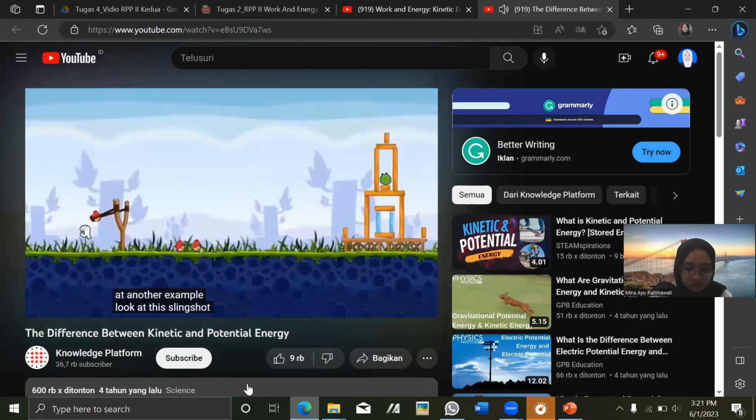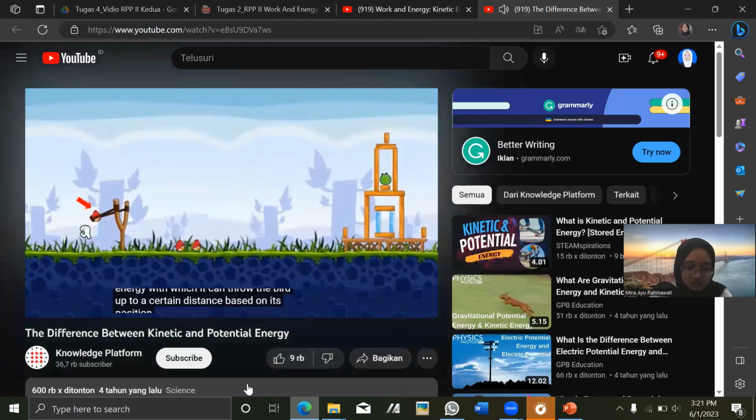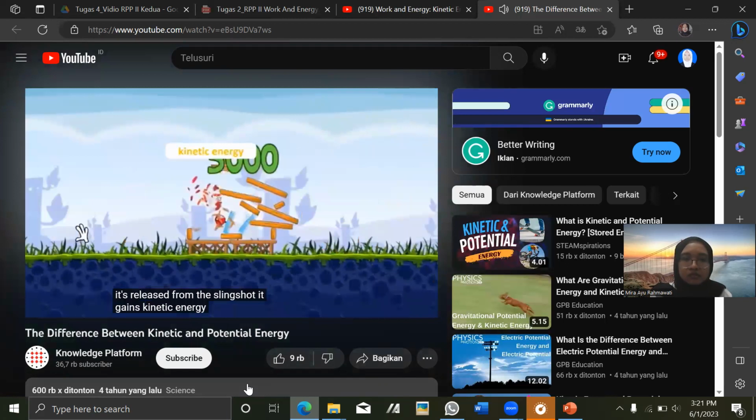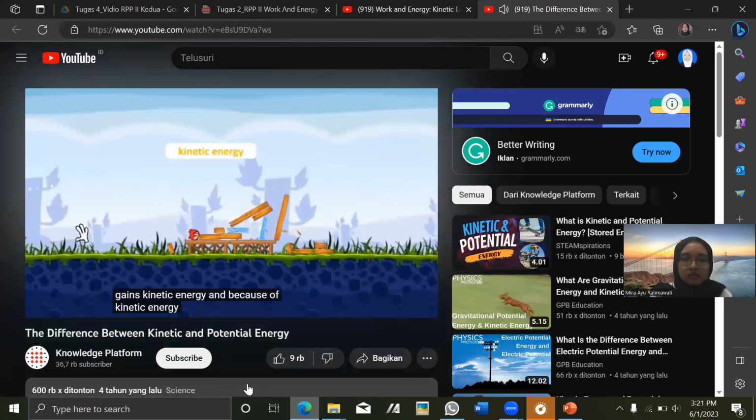Let's look at another example. Look at the slingshot. It has stored energy with which it can throw the bird up to a certain distance. Based on its position in the slingshot, we can say the bird has potential energy. As soon as it's released from the slingshot, it gains kinetic energy.